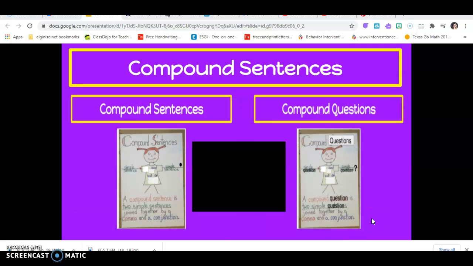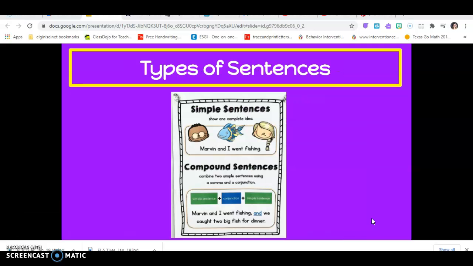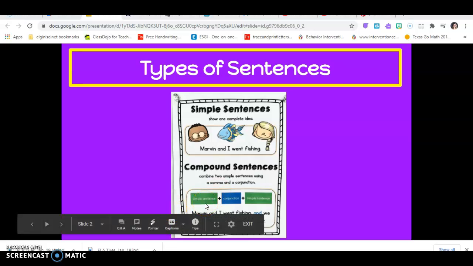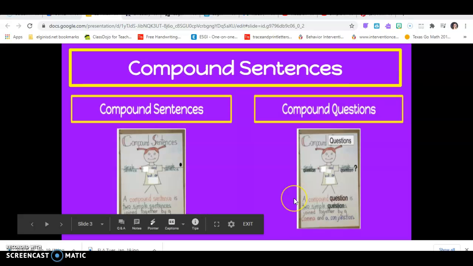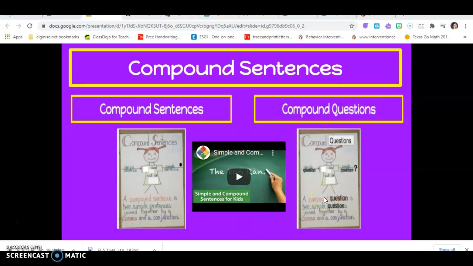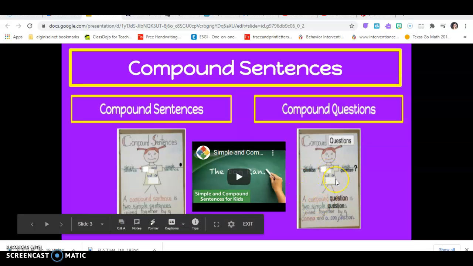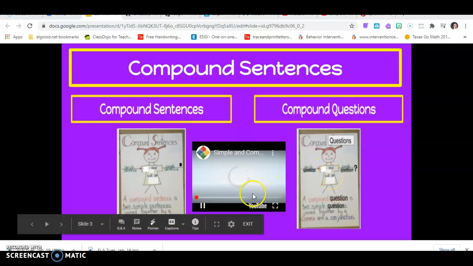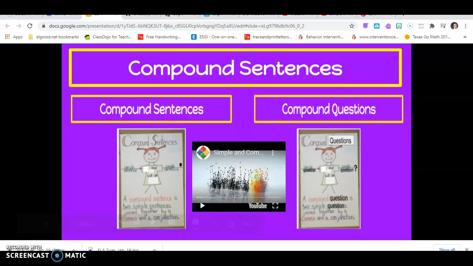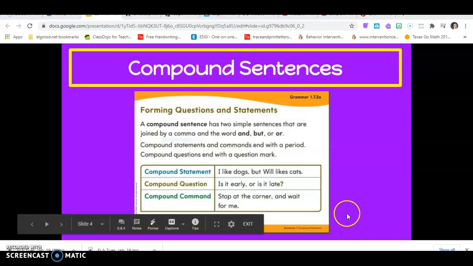Well, you learned that compound sentences and compound questions can be formed when you combine a simple sentence with a conjunction and another simple sentence. Then you can also do the same thing with questions. Combine a simple question with another simple question, combined with a comma and a conjunction. You also learned that you can write a compound command with a simple sentence that tells you to do something, comma, conjunction, and another simple sentence that tells you to do something.